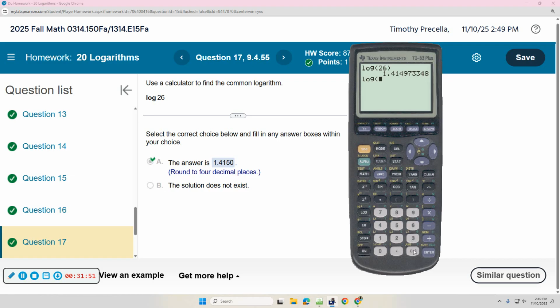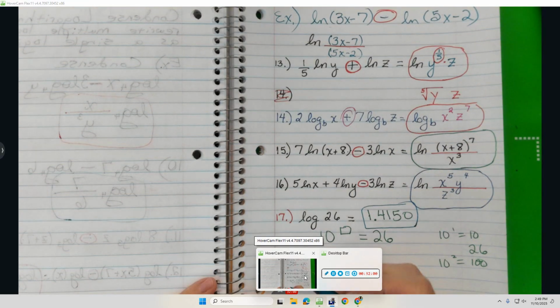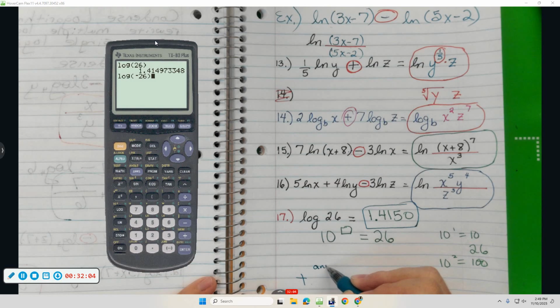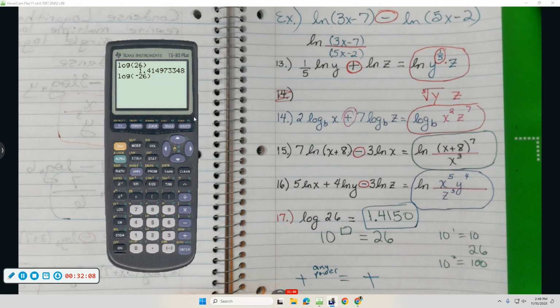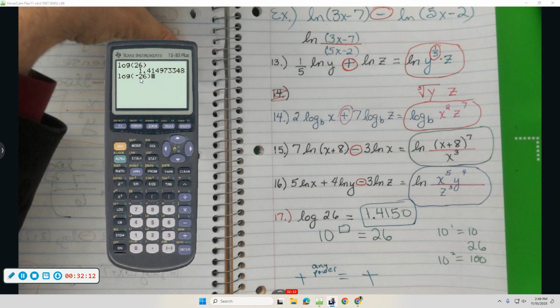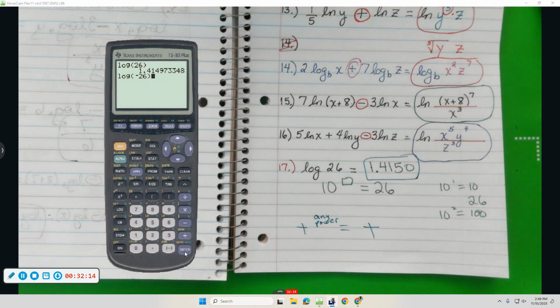If you were trying to say 10 to any power, we know a positive number to any power is going to be positive. Remember, the base has to be positive. A positive number to any power must equal a positive number. So can you get 10 to a power to be a negative number? No. Look at what happens if you try to find the logarithm of a negative number. It's going to say non-real answer.